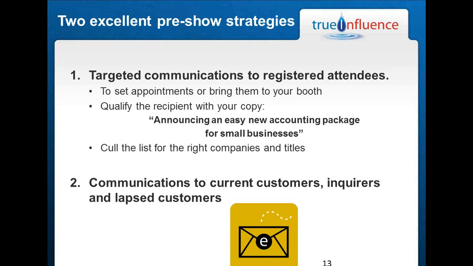It's also a good idea to cull that list down and search for the target companies and titles that are most relevant to you. Then secondly, it's important to keep in mind your current customers. These are the people already on your house file. They may be current, they may be lapsed, they may have just been inquirers, but you already have a relationship with these people, and for all you know, they're going to be on the show floor, so why not continue to deepen that relationship by a meeting at the event?